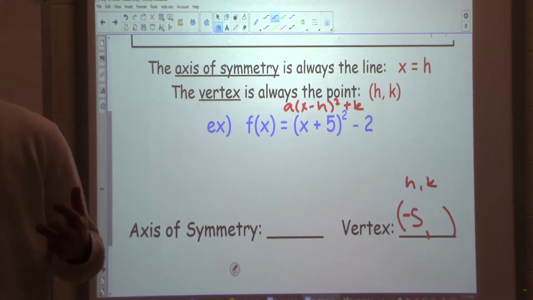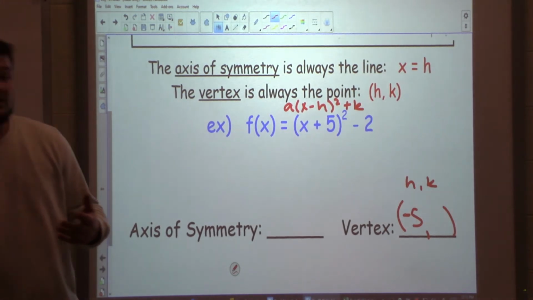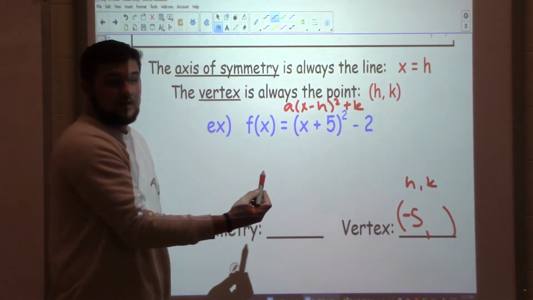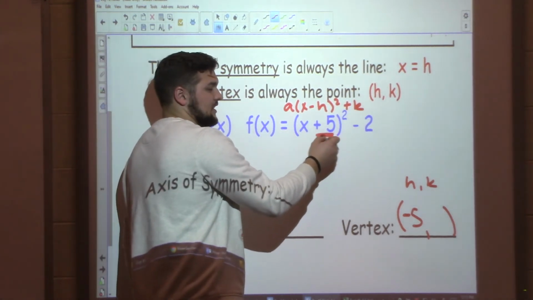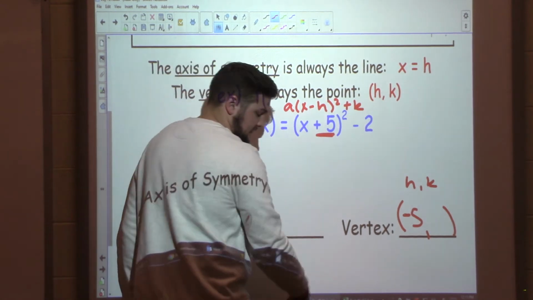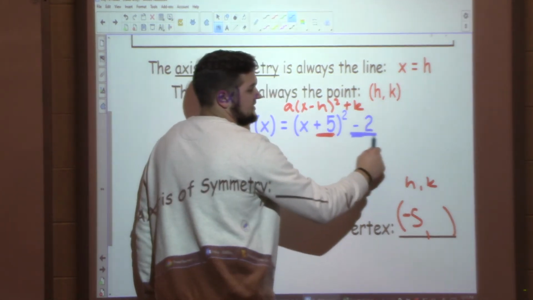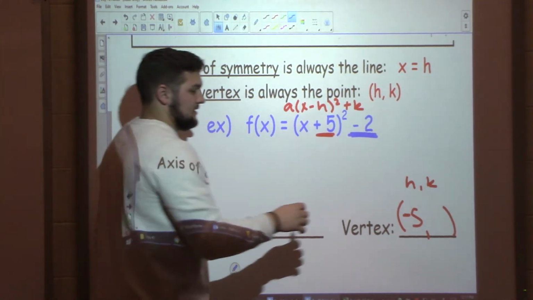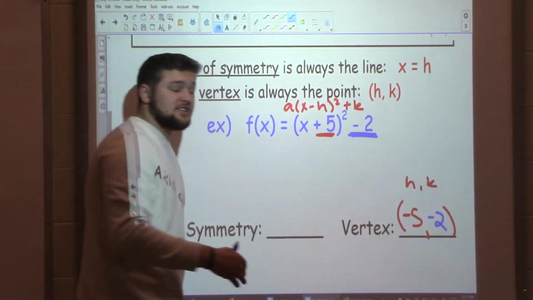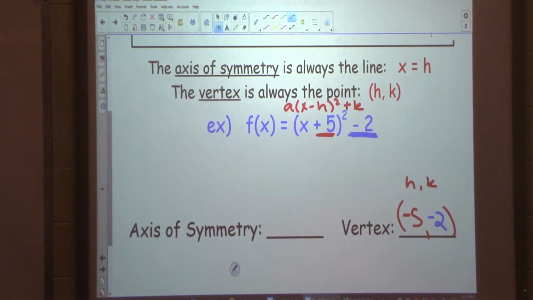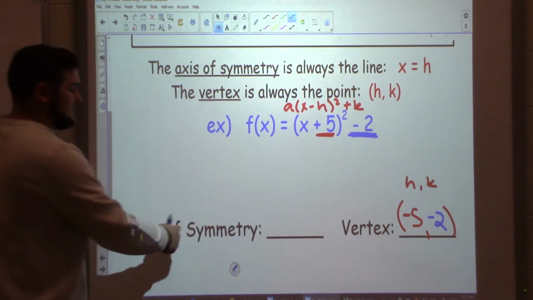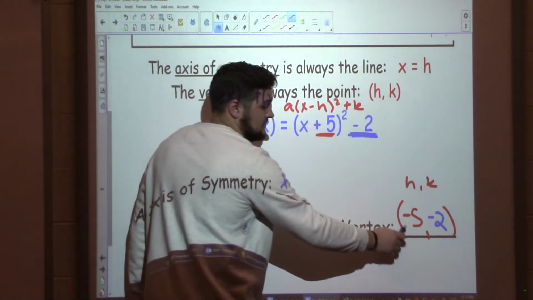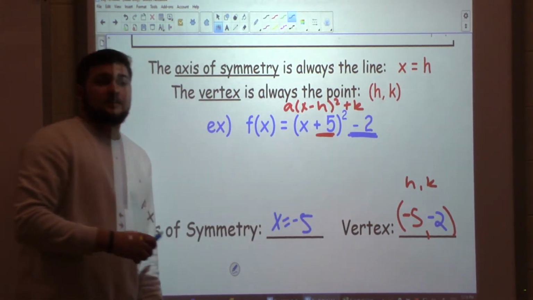If you're ever questioning if you picked the right h, what could you do? Plug it into here. See if you get what you have for an equation. So you're always taking the opposite of this number, and then for your k value, you are just taking the number that's out there. So in this case, it would be negative 2. So my vertex is at negative 5, negative 2. And then my axis of symmetry would be x equals negative 5. It's always x equals whatever that x value is for my vertex.